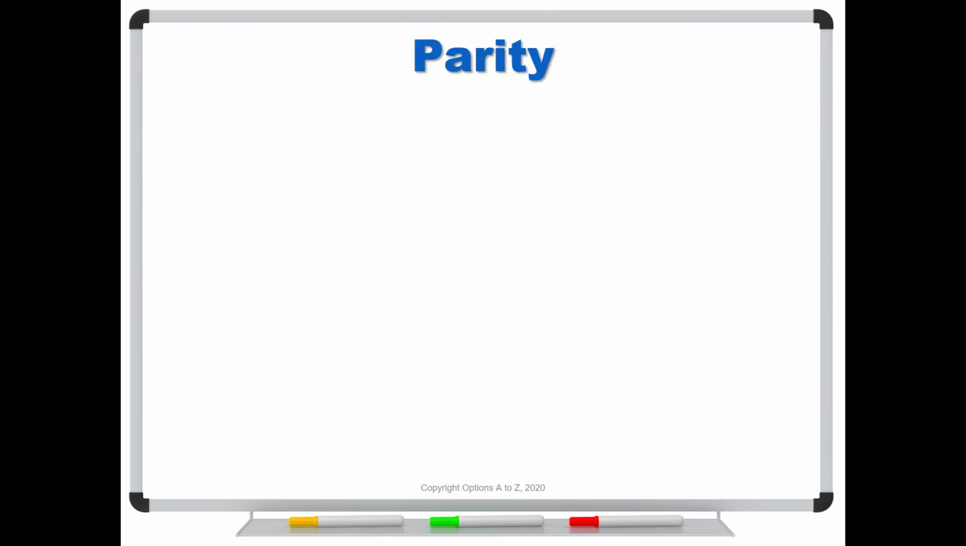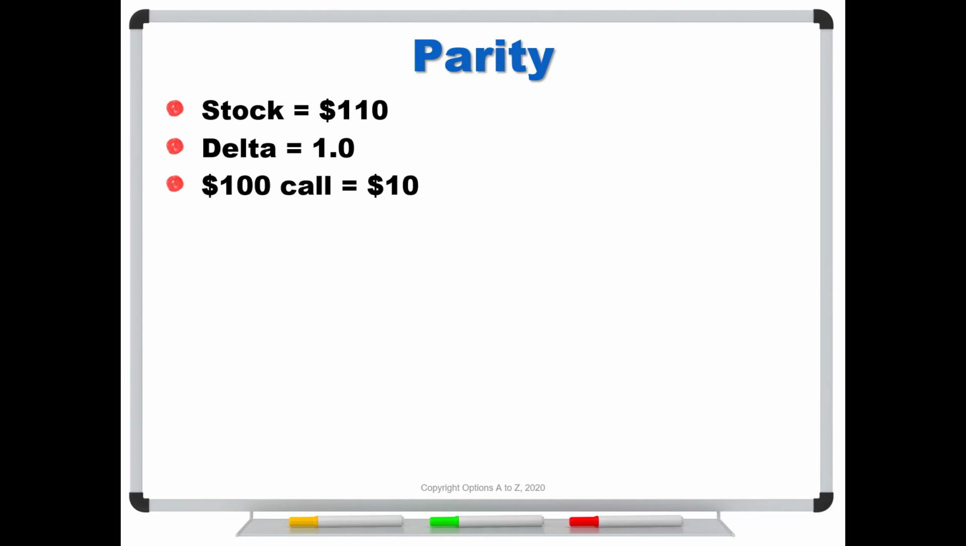All right, so what happens as the option starts going deeper and deeper in the money, getting towards parity? Remember that parity is the condition when the option is trading purely for intrinsic value and no time value or extrinsic value. So let's say that the stock is 110. We're real close to expiration. This call has a delta of 1. And so the $100 call is trading for exactly 10.